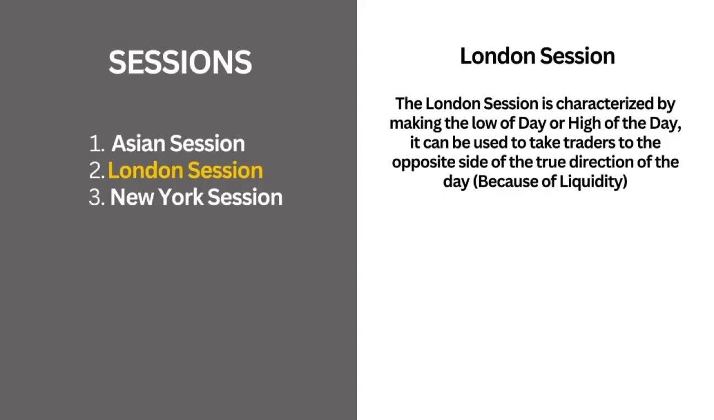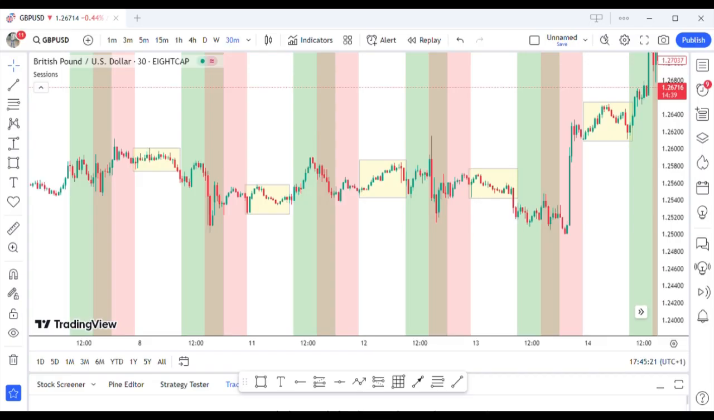London session is characterized by making the low of the day or high of the day. It can be used to take traders to the opposite side of the true direction of the day. So when you're talking about London session, it can either create the high of the day or low of the day. In some currency pairs, we are not expecting Asia session to create either low or high of the day. So it's going to be in between London session and New York session. So let me just show you guys on the chart right now.